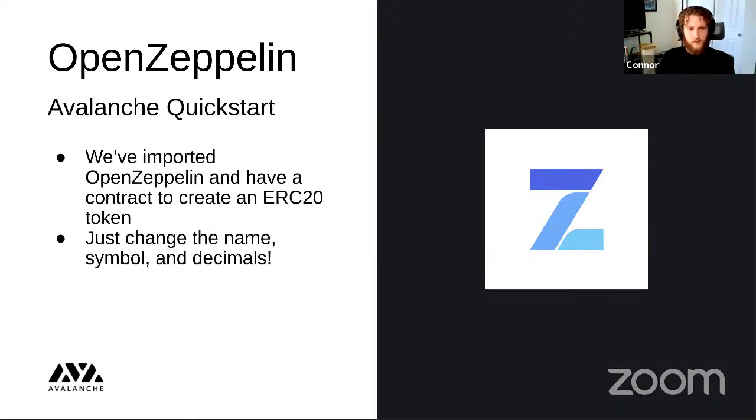And so we've gone ahead and imported the OpenZeppelin package into the Avalanche Quick Start repo. And we've created a little demo contract so that you can create an ERC20, and you can launch this in literally just a minute or two. All you need to do is go in and change the name, the symbol, and the decimals, so you can customize your token. So it basically is what you want it to be, and you can launch it almost instantly. And that's what we're going to be doing in our actual demo.